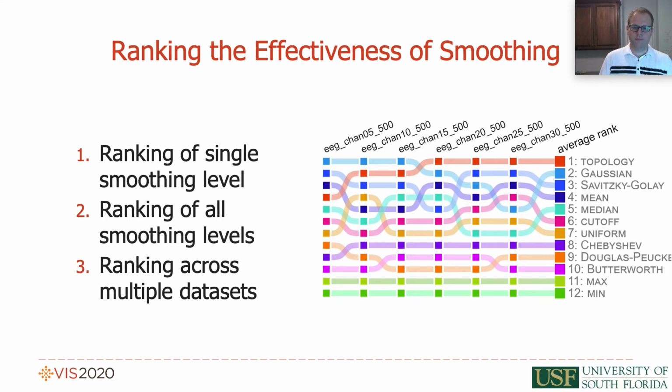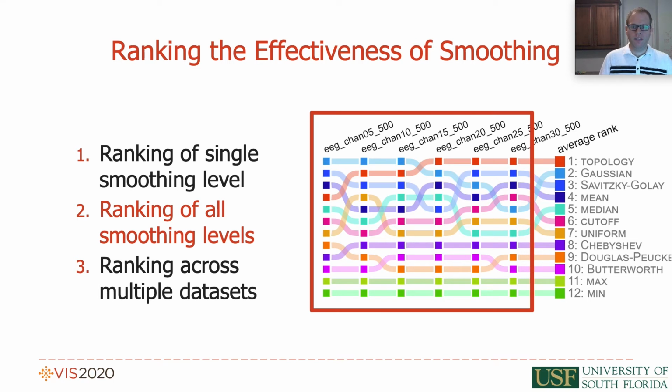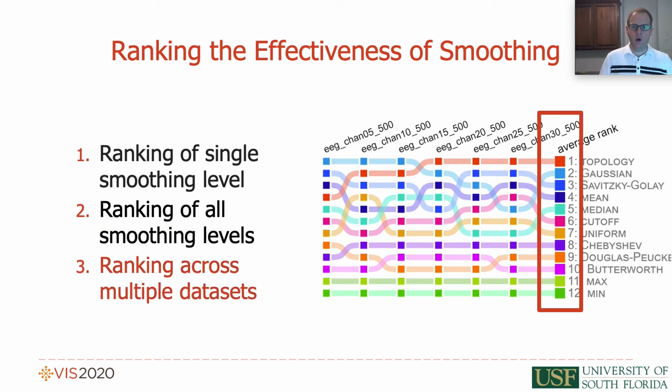the top. In this particular example, we rank the effectiveness of techniques across all smoothing levels for 6 individual datasets, and the overall performance for all 6 datasets. Once again, please see our paper for details about this calculation.